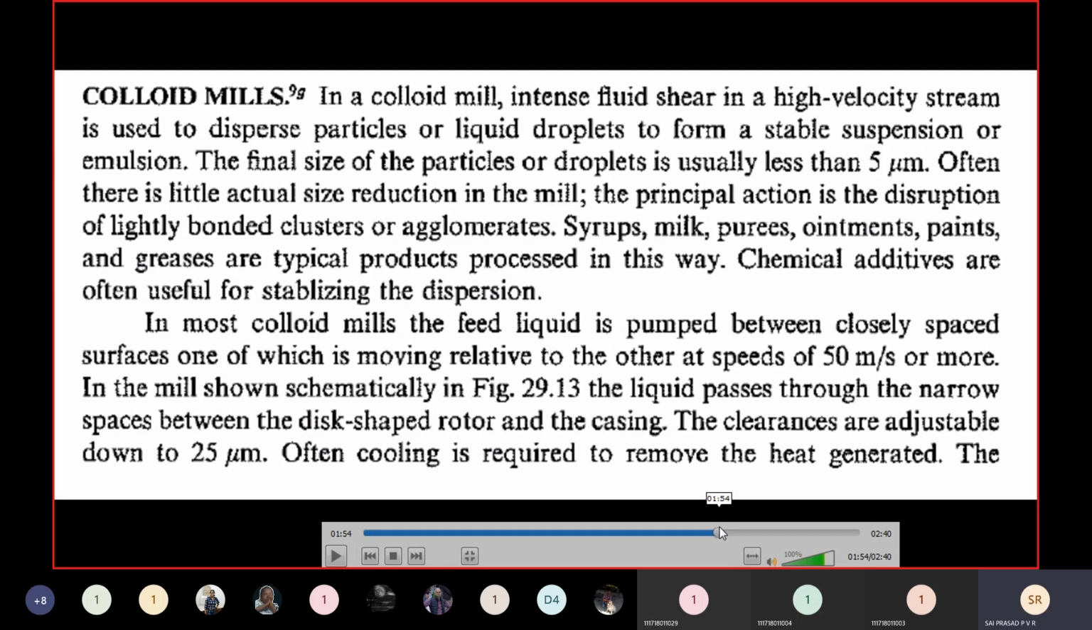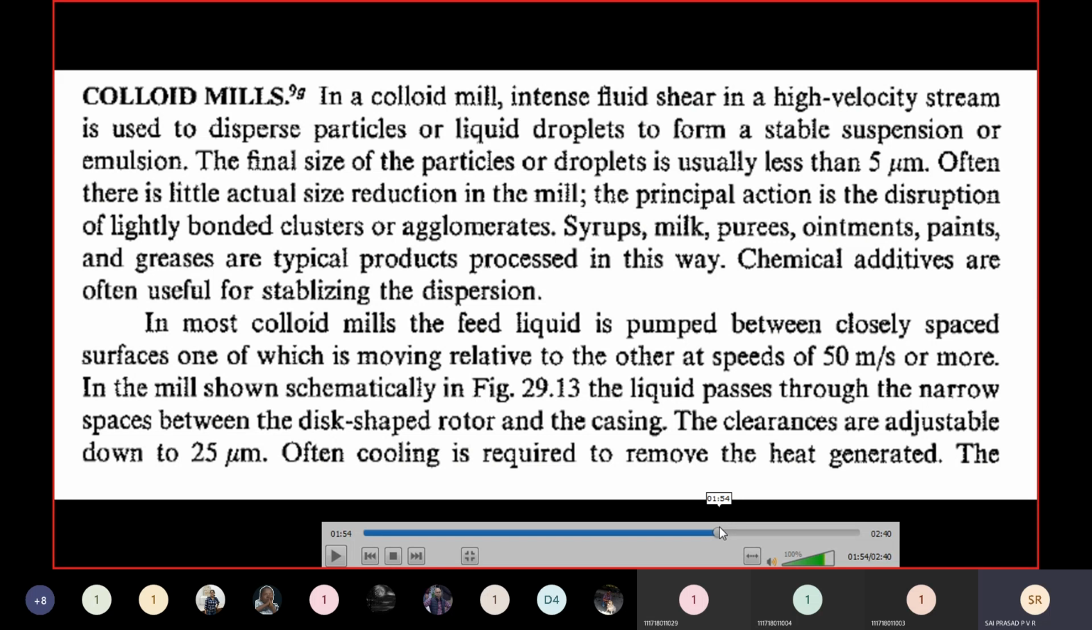Often there is little actual size reduction in the mill. The principal action is the disruption of loosely bound clusters and agglomerates. What are agglomerates? Very small particles that group together. For example, milk is a fine suspension of solid particles. If you add lime, it will reduce the repulsive forces, and a group of particles will come together. Thus clusters are formed, they group together, and agglomerates form.